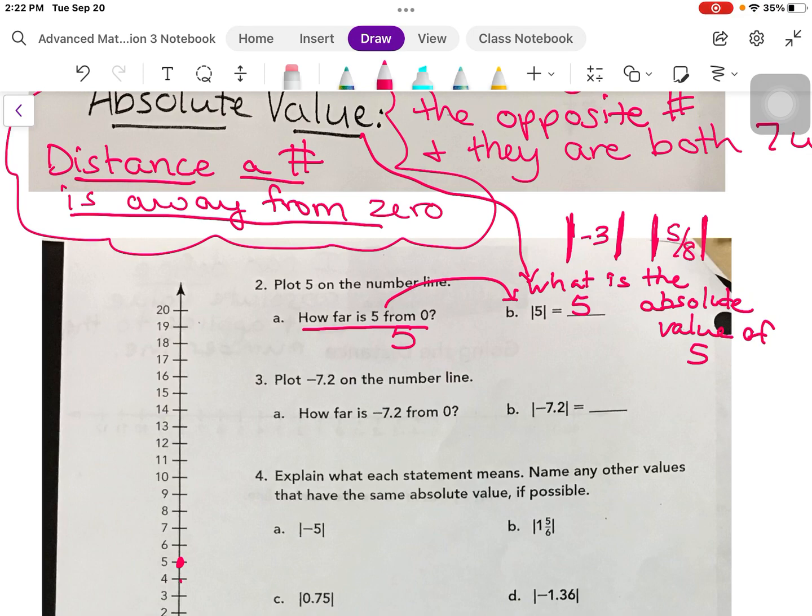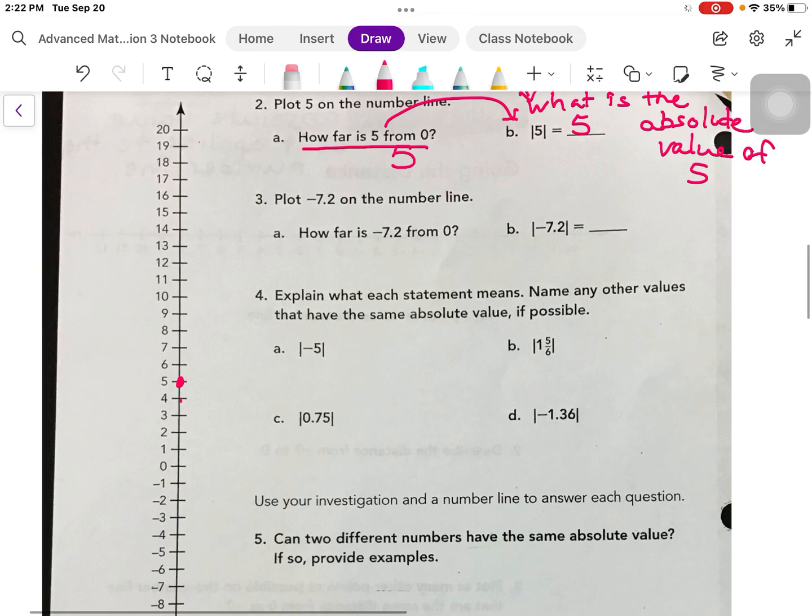And so that's how we answer it. So when we see those bars, well, that's what that means: absolute value. Let's do the next one.